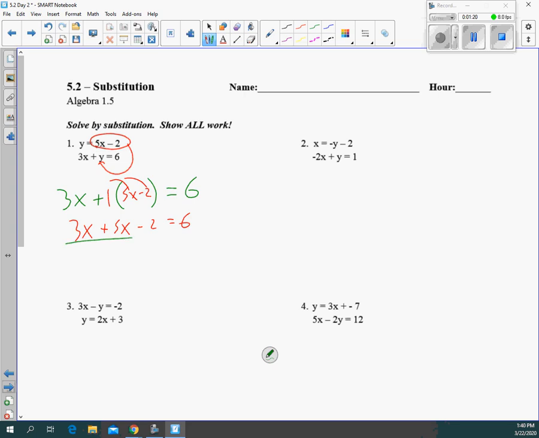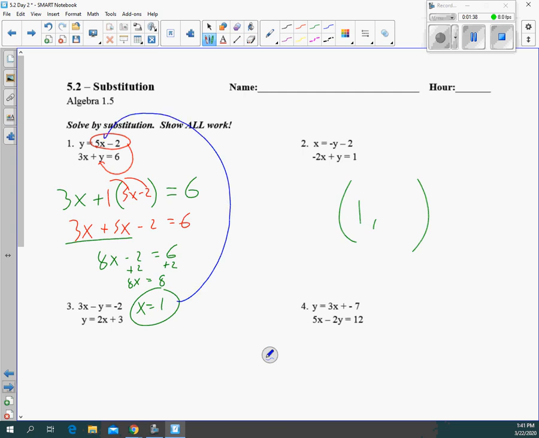This is going to be 8x minus 2 equals 6. So when I add 2, you get 8x equals 8. Guess what? x equals 1. When you find those, that's only half of your answer. That's only the x coordinate. So then what you've got to do is go back and plug that in the front.